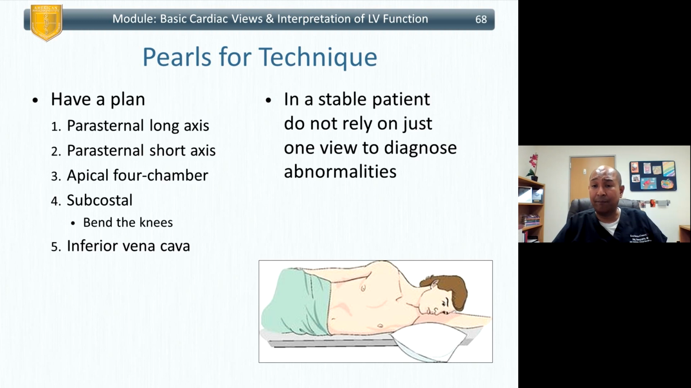When you start going to echo the heart, whether it's for shock or just to evaluate the heart itself, have a plan. Like I said, we went over the main images: parasternal long axis, parasternal short axis, apical four chamber, subcostals. Of course, if the patient can bend their knees, that would be great. And since you're down there, look at the inferior vena cava. And in a stable patient, which is not usually the medical ICU, don't rely on only one view. You want to look for the pathology in multiple views, not just one, to help make a diagnosis.